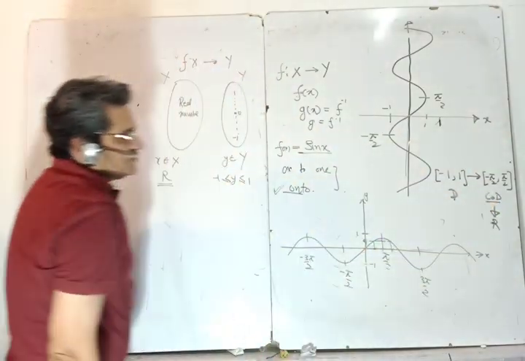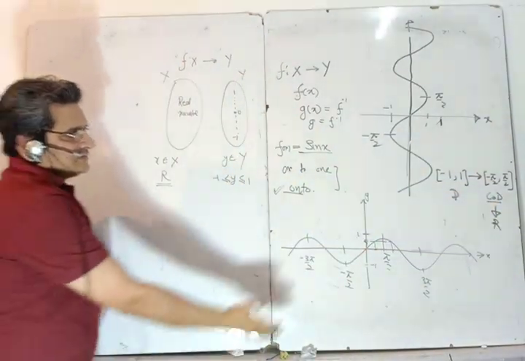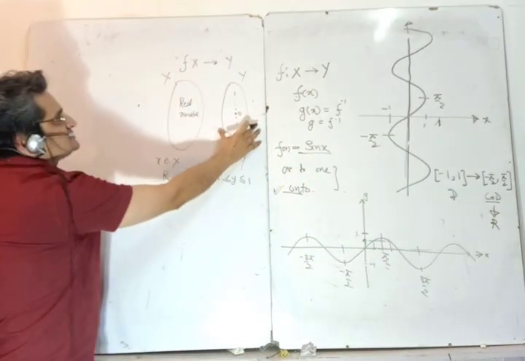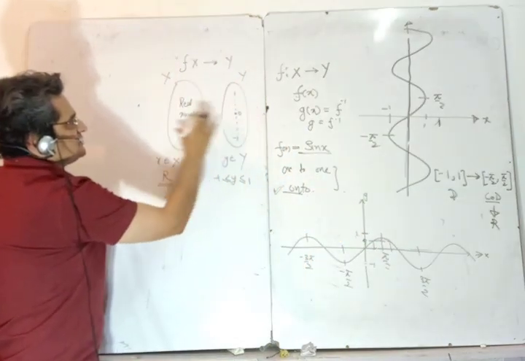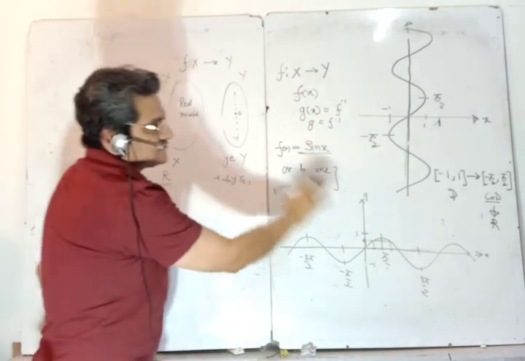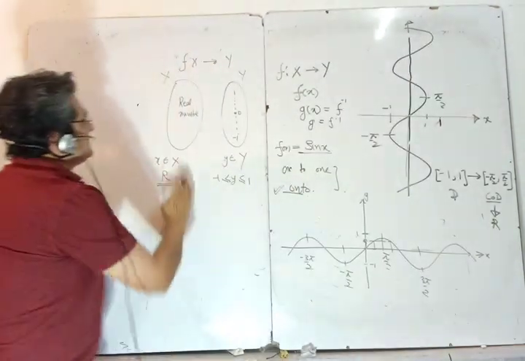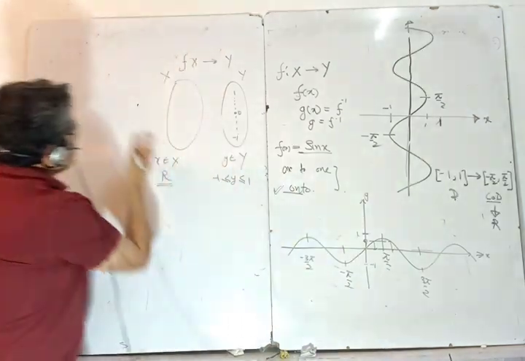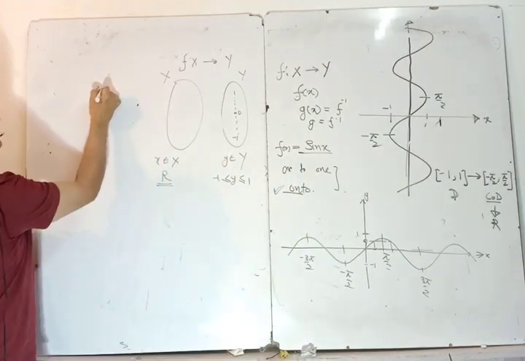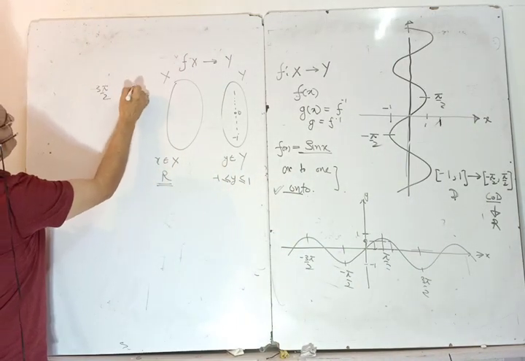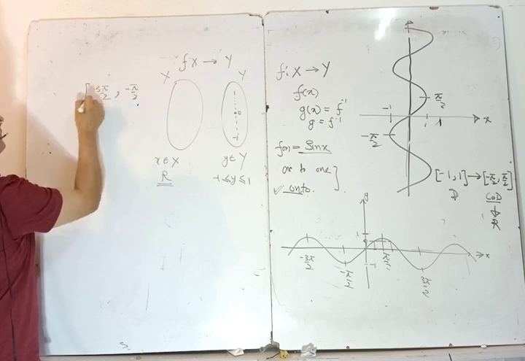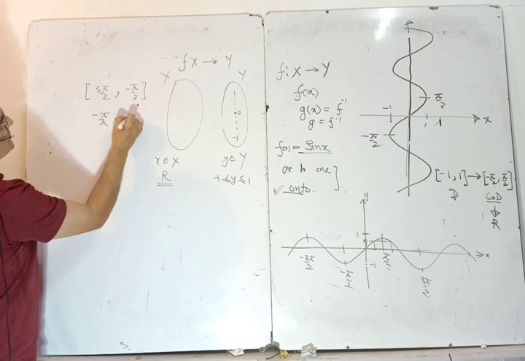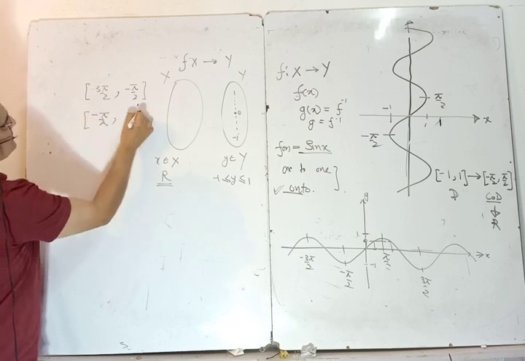Can I make it a 1 to 1 function, so that I have both? This codomain I don't change. Without changing the codomain, can I make it a 1 to 1 function or not? If I restrict my domain, say I can restrict from minus 3 pi by 2 to minus pi by 2. I can take this as a domain. I can take minus pi by 2 to pi by 2 as my domain.